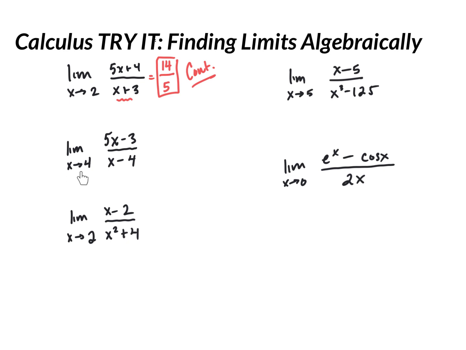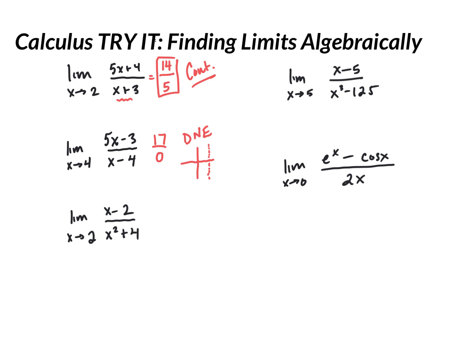Next, we're going to plug 4 in to this. Well, the top, 5 times 4 minus 3, the top is going towards 17. But the bottom, of course, is going towards 0. Well, dividing by 0, of course, you cannot do, so this limit does not exist. And what this tells me is that at 4, I must have some kind of asymptote, some infinite limit happening at 4. You cannot divide by 0.